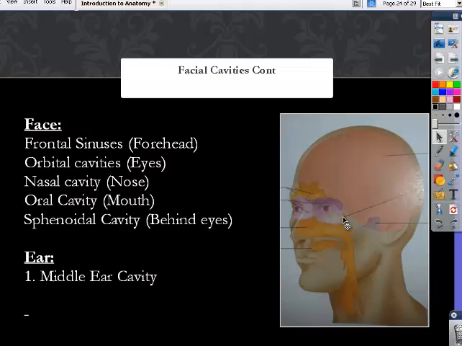The last one, more or less on our head, or what we consider the facial cavity, is the middle ear cavity, which is this little purple part right in here. It's actually all the way in there, and your ear canal is what leads you to the middle ear cavity.